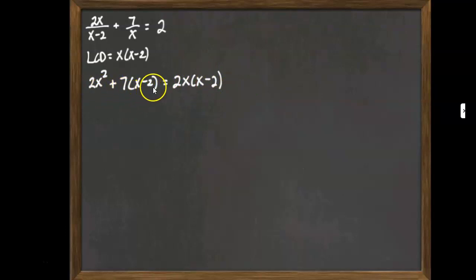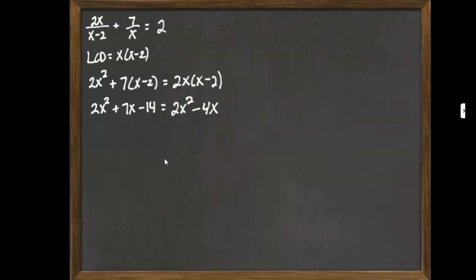Here we have a 7 that we can multiply through. On the right-hand side here we have a 2x to multiply through. And so we do that. So we get 2x squared, and then 7 times x will be 7x. 7 times minus 2 will be a minus 14. Okay, and then on the other side, 2x times x will be 2x squared. 2x times minus 2 will be minus 4x. And so now we've simplified by multiplying through. A quick check tells us that neither side has like terms that can simplify further.